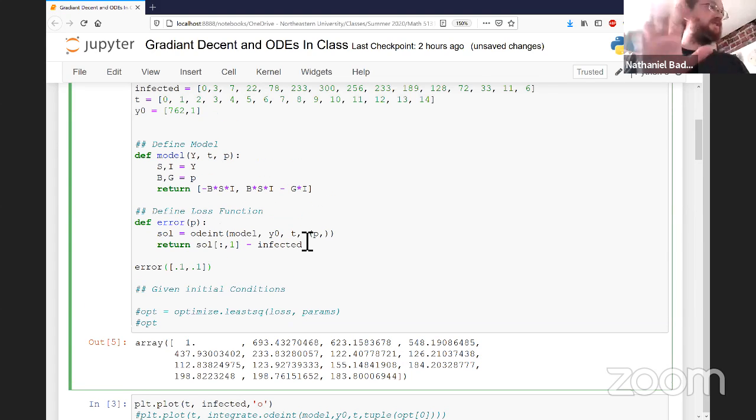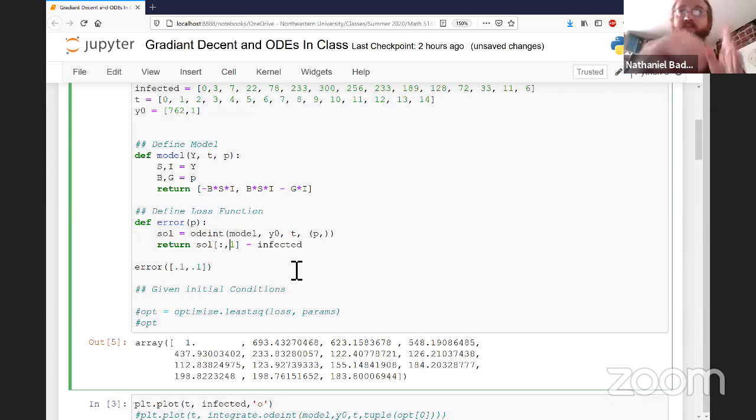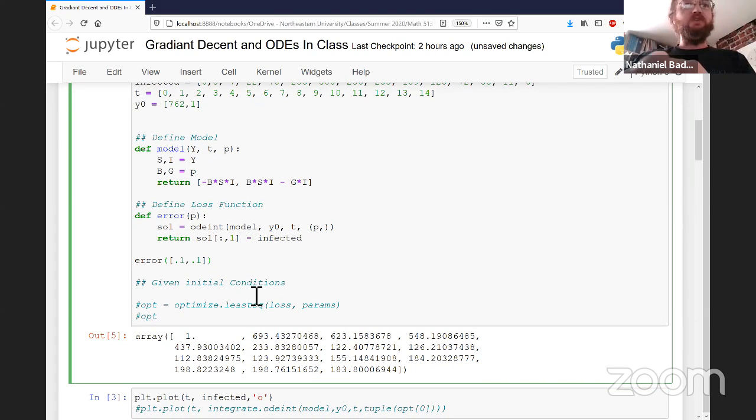Okay, so any questions so far? So the model's the same. The error we're getting exactly the same way as we said, right? We use ODE int to generate the model, and then we just take the difference between the actual parameter values and the predicted parameter values. And now we just need to use the optimizer.